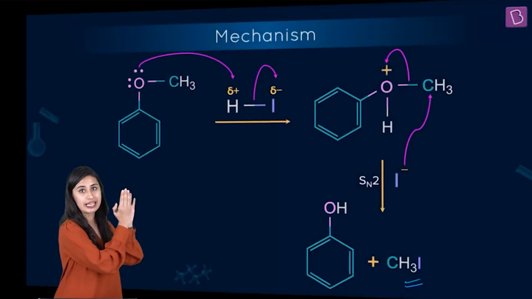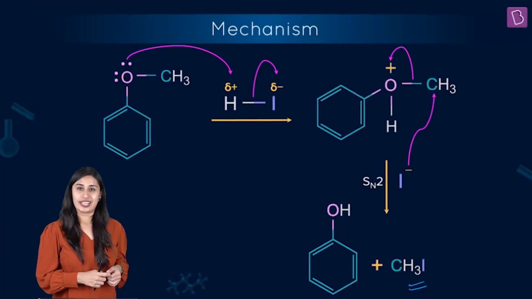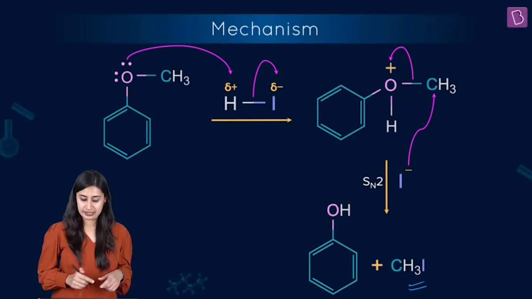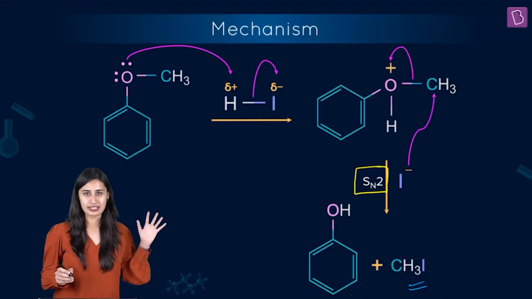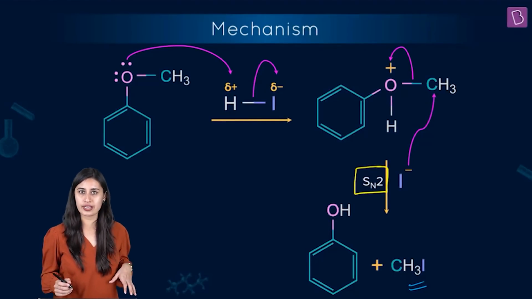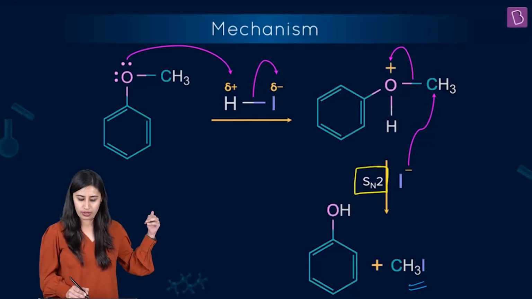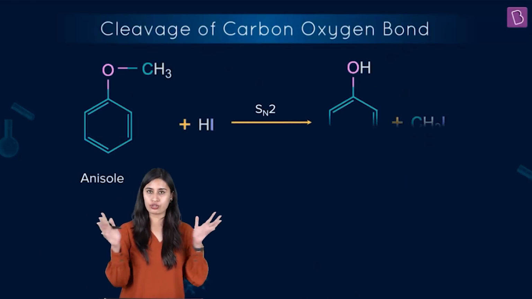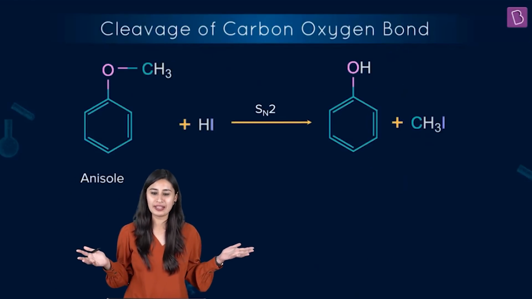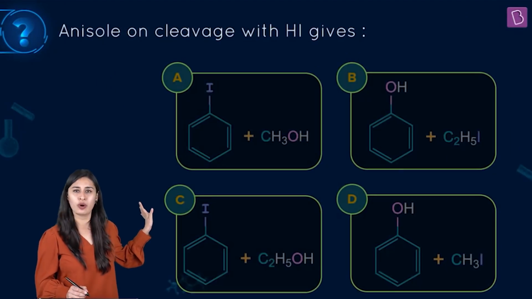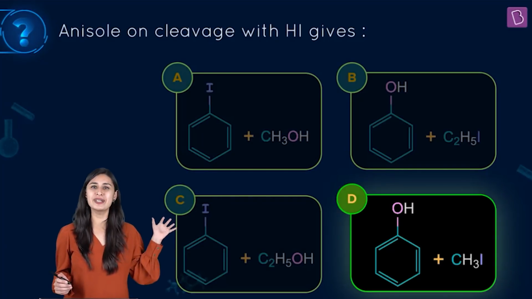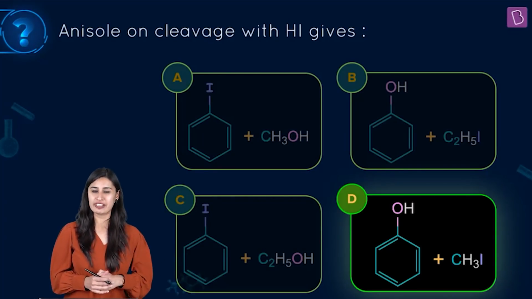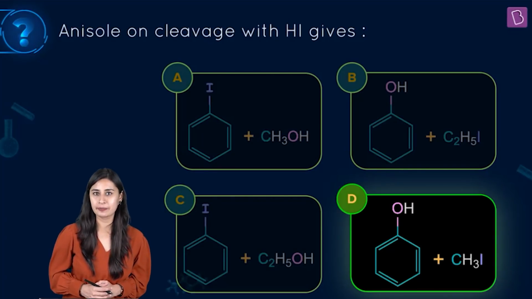Overall reaction is this. Check it out. The mechanism is SN2 mechanism, right? The mechanism is happening via formation of the transition state. So you should know the mechanism, you should know the products, and you know the answer. The right answer here was, like I told you, a common sense question and a common sense answer, which is option D, phenol and methyl iodide.